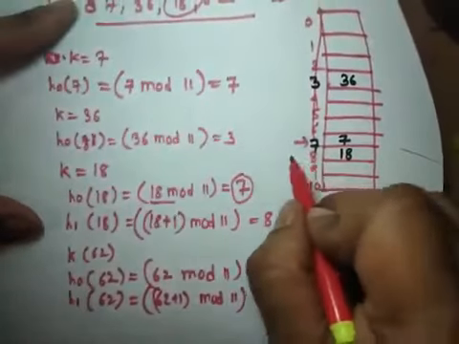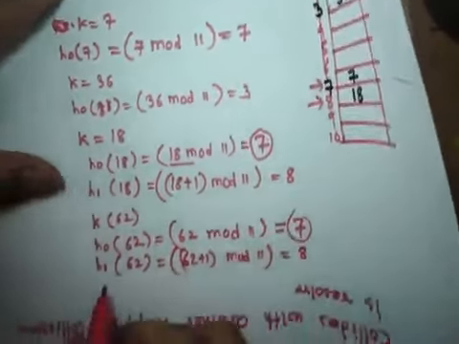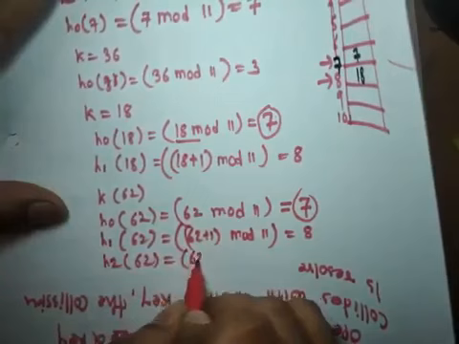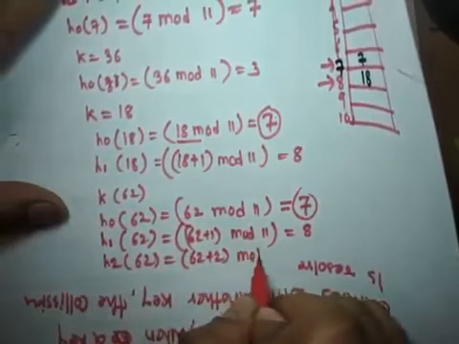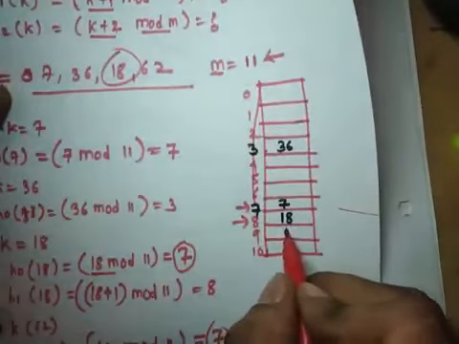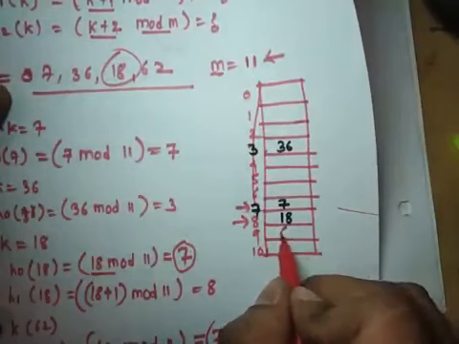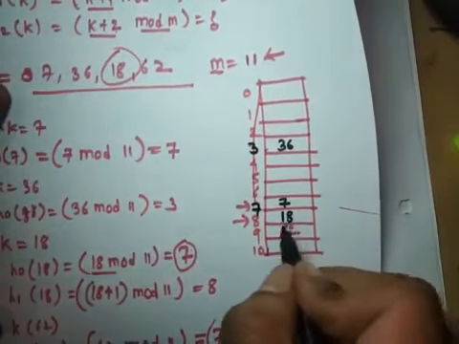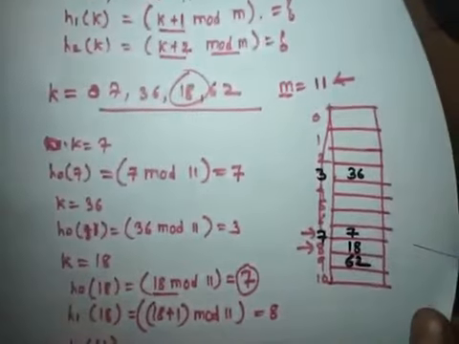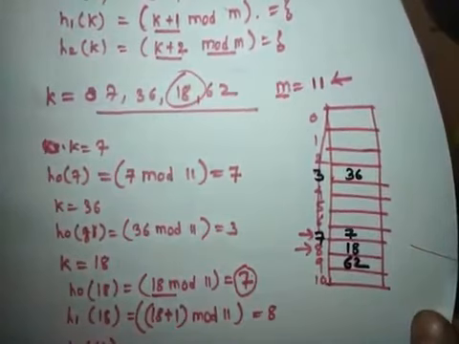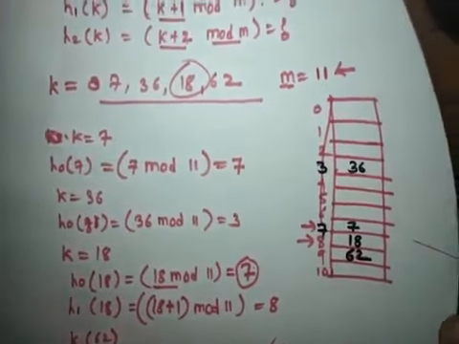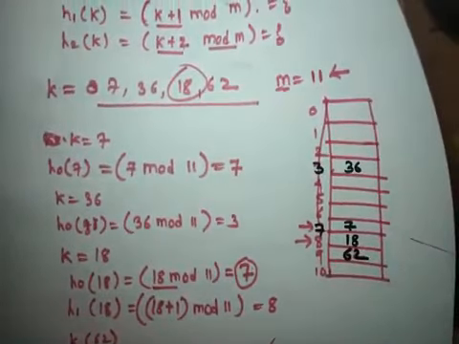So let's look at location 8. This location is already filled. So again we calculate h2 of 62, that is 62 plus 2 mod 11, which is equal to 9. Index location 9 is empty, so at index location 9 we store the element 62. Using linear probing, in this way we can resolve the collision problem. So this is linear probing.